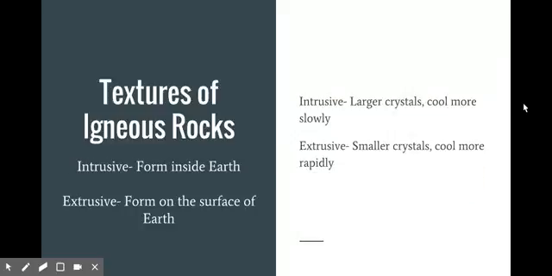There are a couple of types of textures of igneous rocks. You have the intrusive. Intrusive reminds me of the word interior or inside, and these, in fact, form inside Earth, from magma. That is compared to extrusive, which reminds me of the word exterior or exit, both of those being on the outside of Earth or the surface of Earth. These form from lava cooling. The intrusive tend to have larger crystals because they were allowed to cool more slowly. Compare that to the extrusive rocks. These tend to have smaller crystals because they cooled more rapidly or quickly.